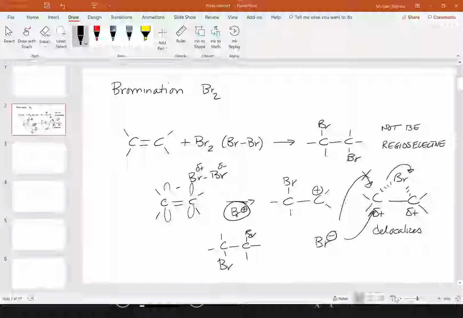Now, I'm going to talk about this almost as if it was SN2. Right? This is almost like a backside attack of the bromine on either of those two carbons. So what we end up with then is 100% trans addition.